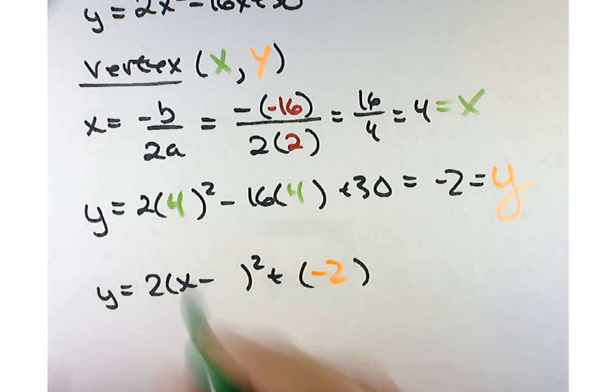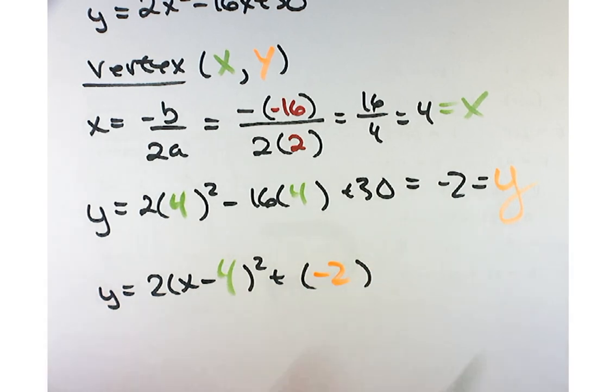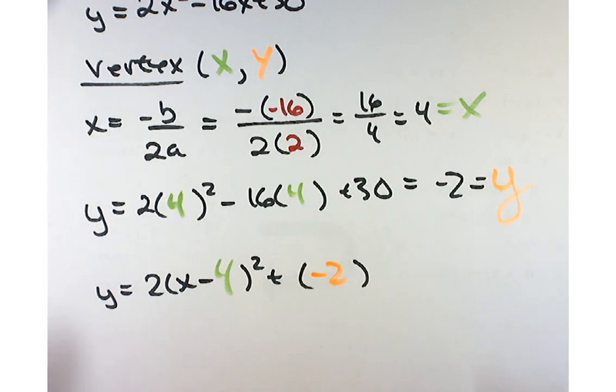So once you have the vertex, it's pretty easy to put it into this form. And then you can use this form or not to find, say, the x-intercepts. It's up to you. But you've got a lot of choices here that you can do. Just pick something that works good for you.